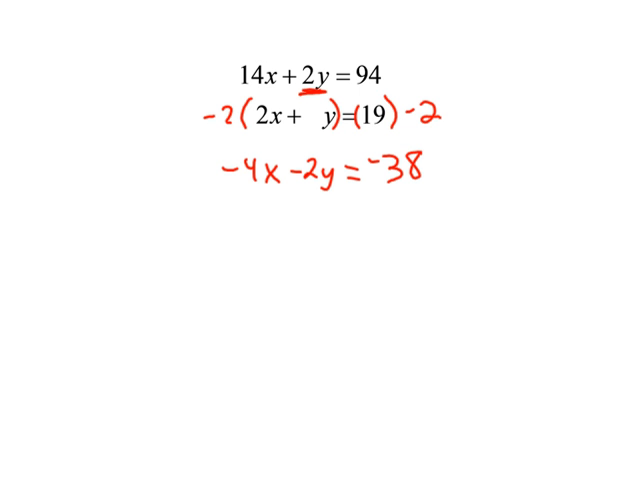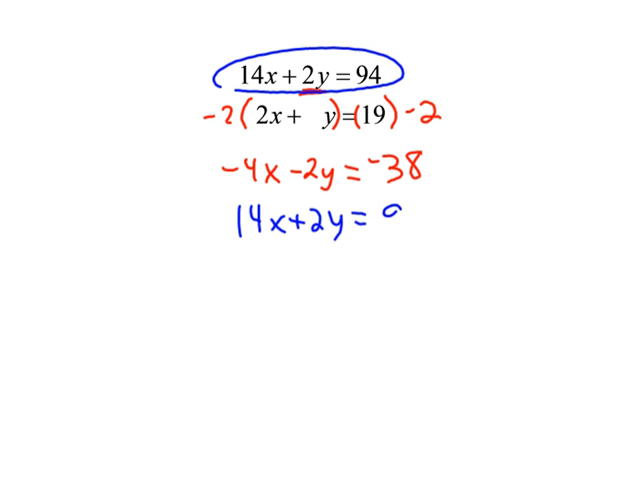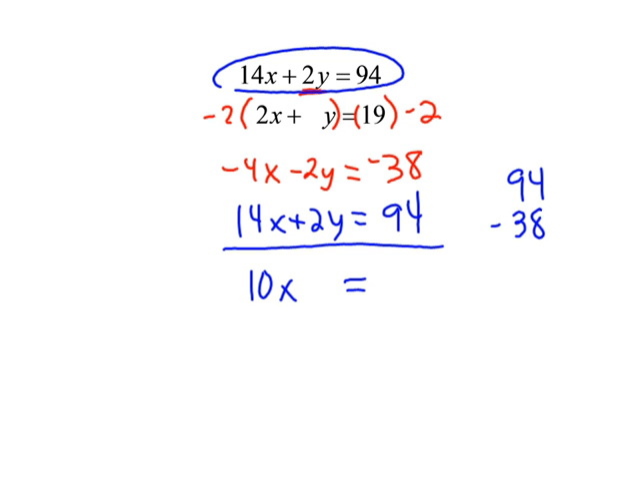So let's bring down this 14x plus 2y down here so we can see it a little better and they're lined up. We want to be sure they're lined up. The x and y need to be together on one side, and our whole numbers need to be on the other side. Now when we add, 14x plus 4x gives us 10x, negative 2y and 2y give us 0, and then we can subtract 94 minus 38.